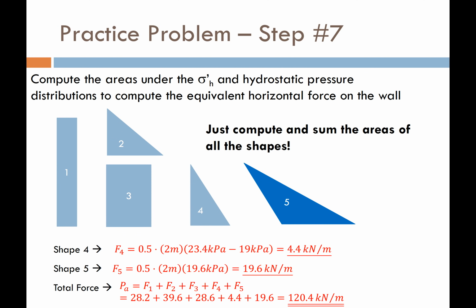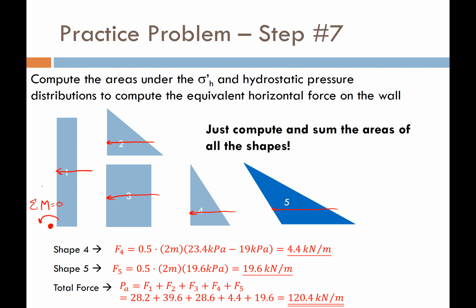Now, if I wanted to find the location of this, I would just take the equivalent force from each one of these shapes. For a triangle, it's working 1/3 the way up the height of the triangle, and for a rectangle it's at 1/2 the height of the rectangle. And I would sum the moments about the bottom of the wall, where the sum of the moments have to equal 0.